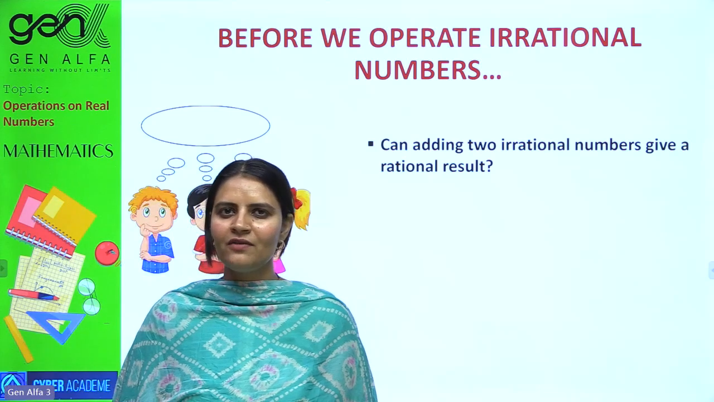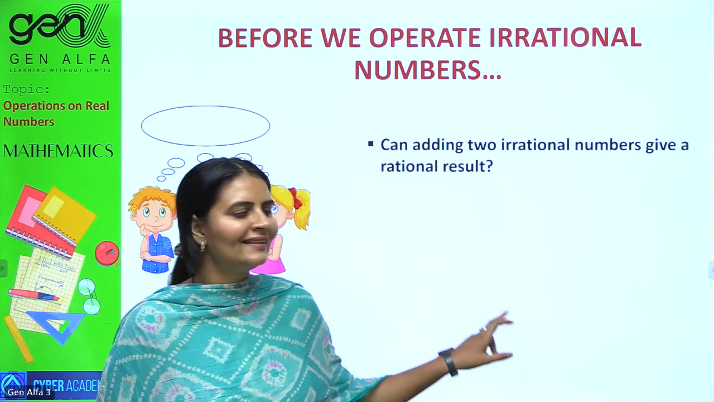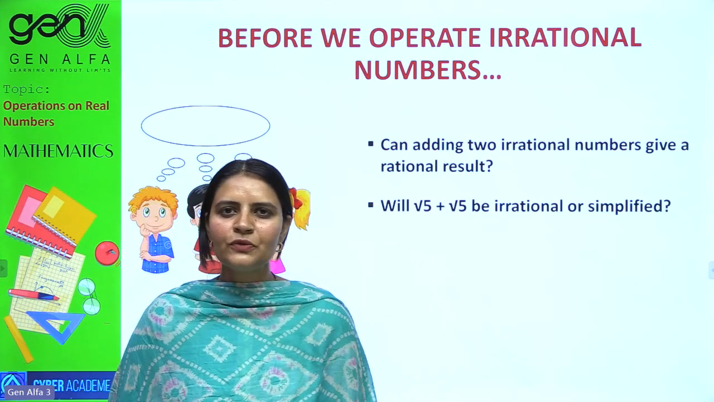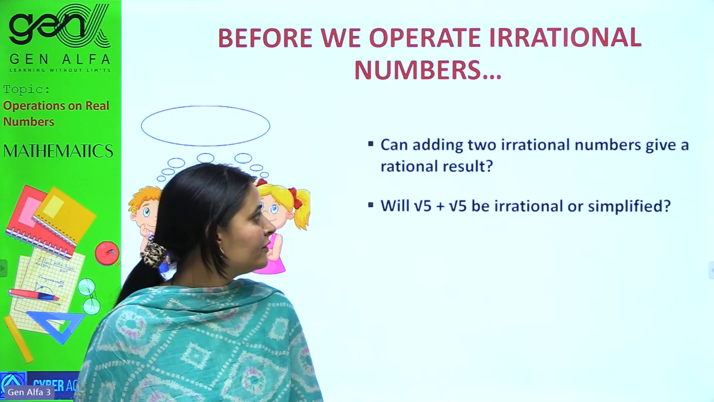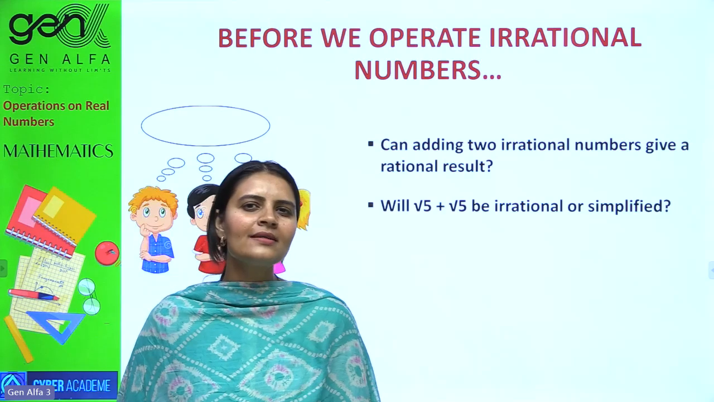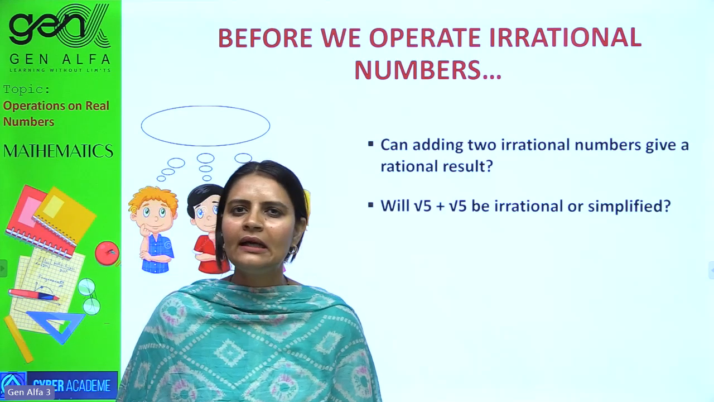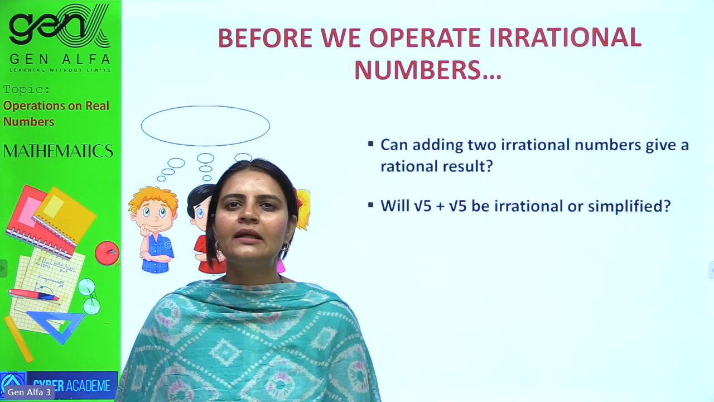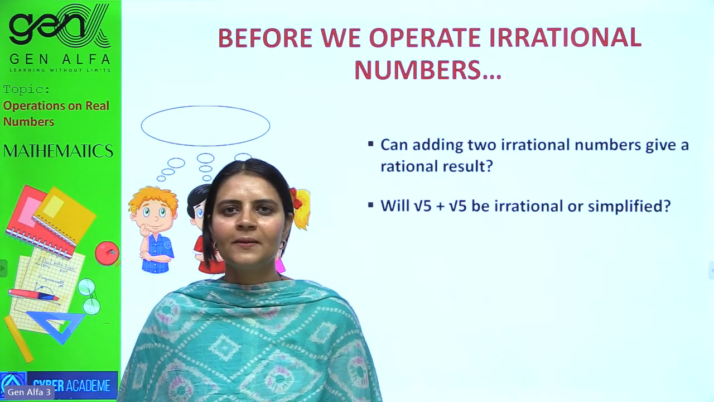I'm sure you have found your way. Let's take this example. Will root 5 plus root 5 be irrational or simplified? Will it be irrational only, or will it give you a rational number? What do you feel about that?